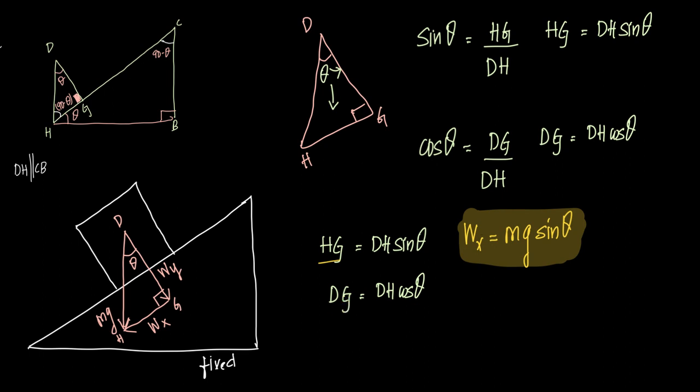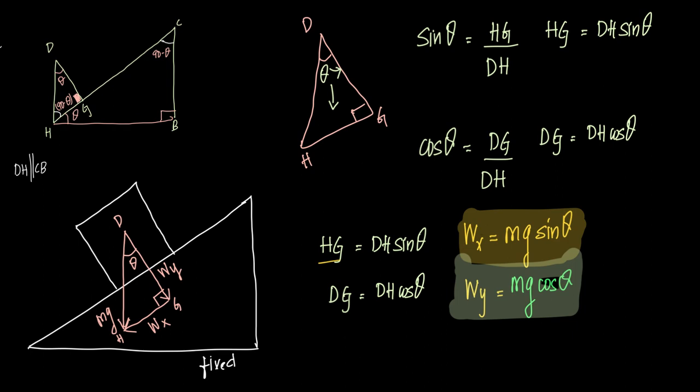And what is DG equal to? DG is equal to Wy, right? So DG is equal to Wy, which is equal to, what is DH from the figure? DH from the figure is mg. So we'll write down here, it is equal to mg into cos theta, right? So two important derivations. One, that Wy is equal to mg cos theta, and the horizontal component Wx is equal to mg sine theta.